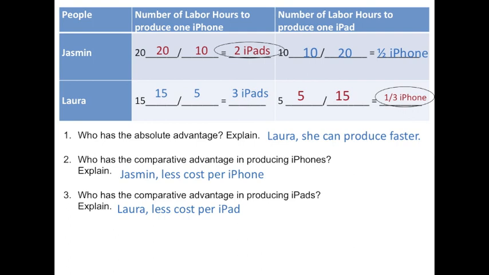That is absolute advantage. However, comparative advantage says that one person can produce at a lower opportunity cost than the other person. For this example, Jasmine can produce at a lower opportunity cost than Laura. Laura should focus on the production of iPads as it only costs her a third, or 0.33 of an iPhone. So comparative advantage is a way for us to look at who should produce what with a lower opportunity cost.